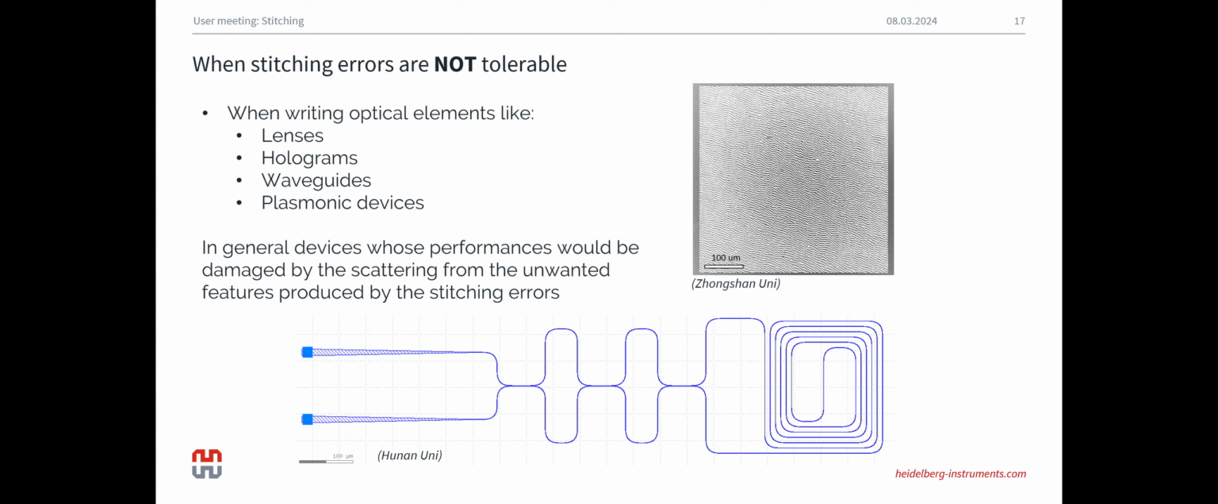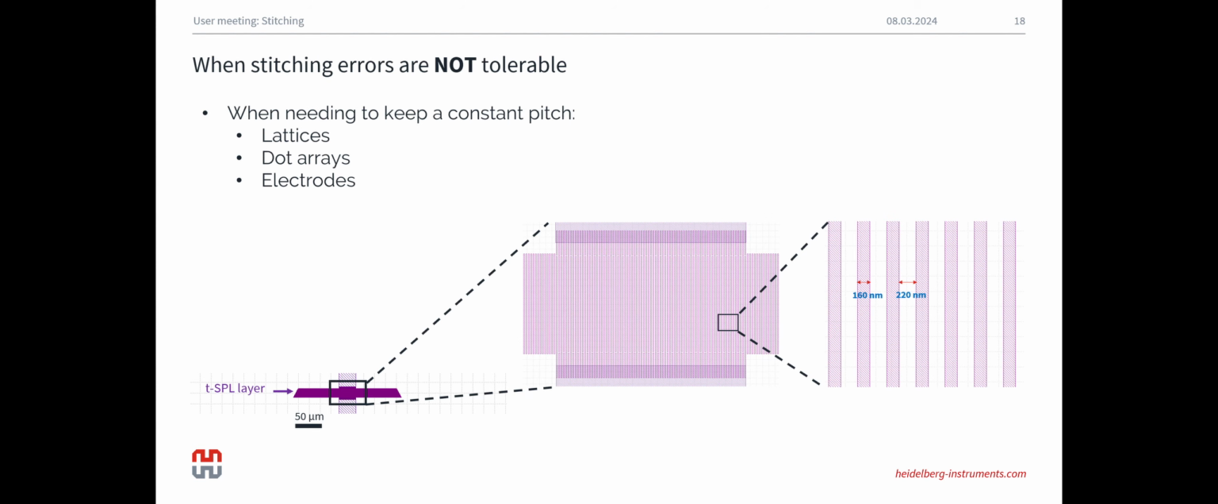The active stitching is needed when these positioning errors are not tolerable. So for example, if you want to do holograms, lenses, waveguides, where it really is important you match it up to some nanometers. It's also important when you have a big lattice or an array of some structures that is bigger than your scanner and you want to keep the constant pitch. So also then you can use the active stitching to guarantee this.